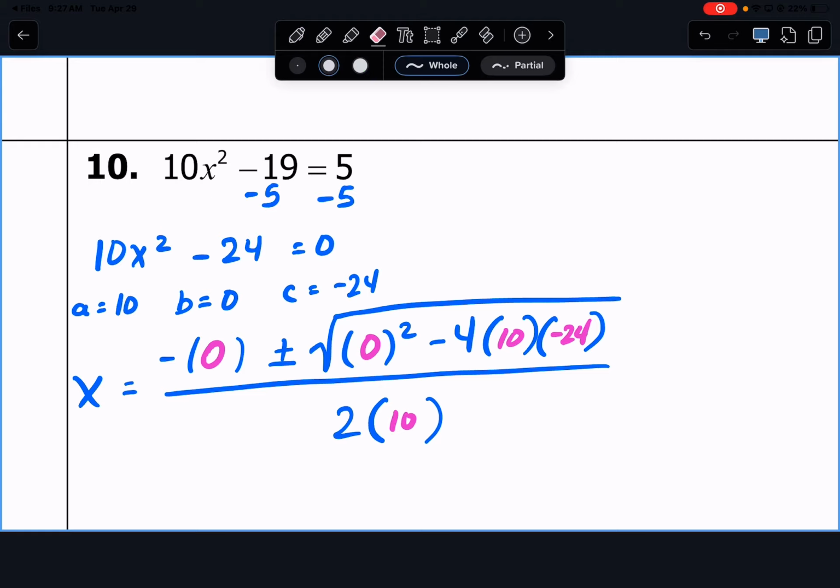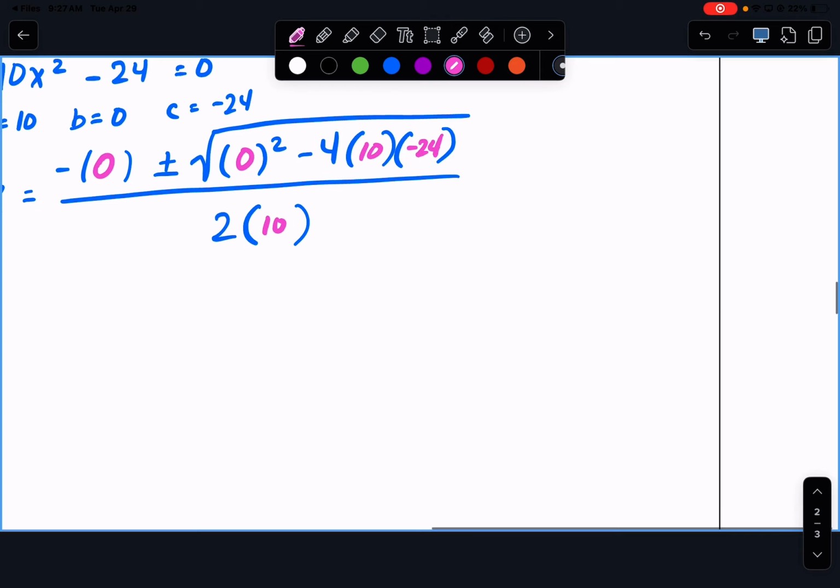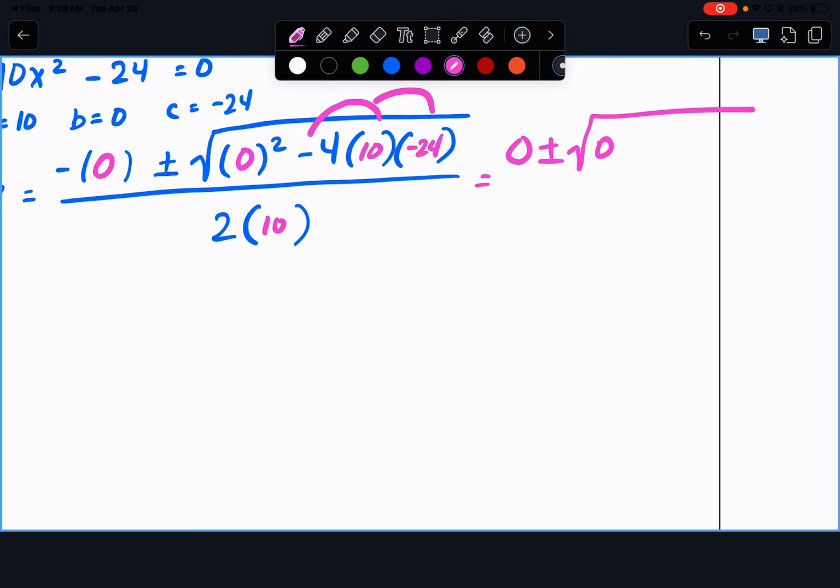All right, now let's simplify. We have negative 0. Does that affect anything? So we have plus or minus the square root of, if you need to put a 0 there, put a 0 there if you need it. 0 squared is just 0. Okay, what is negative 4 times 10? What is negative 40 times negative 24?